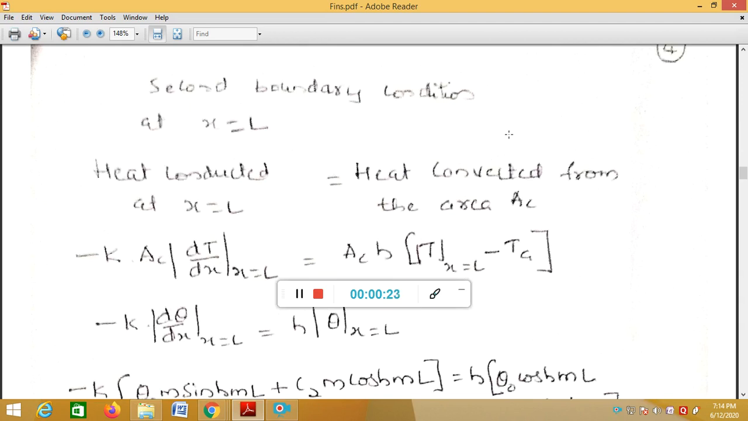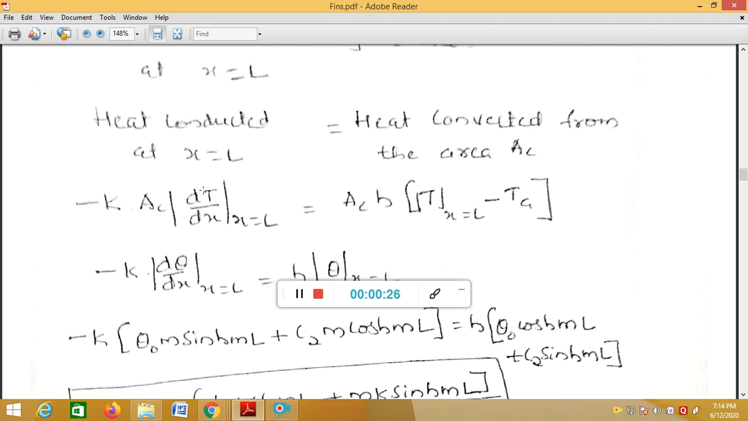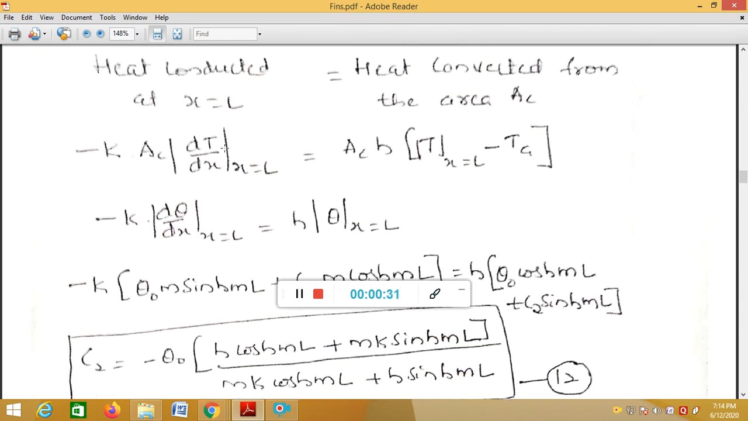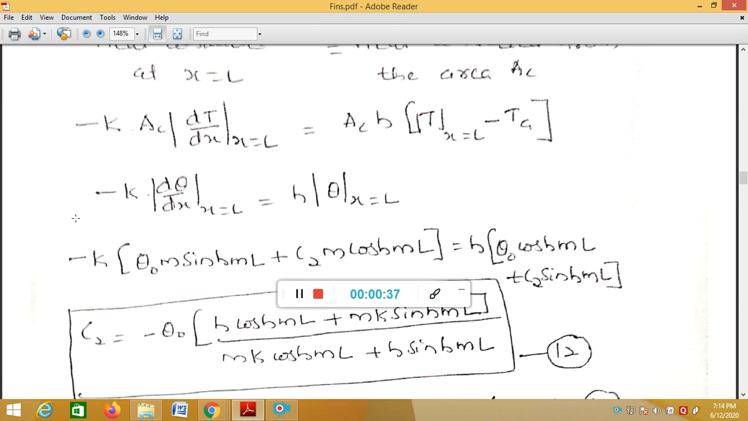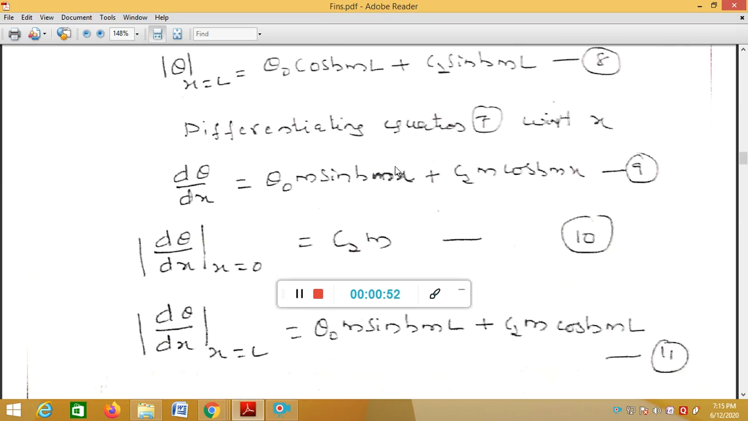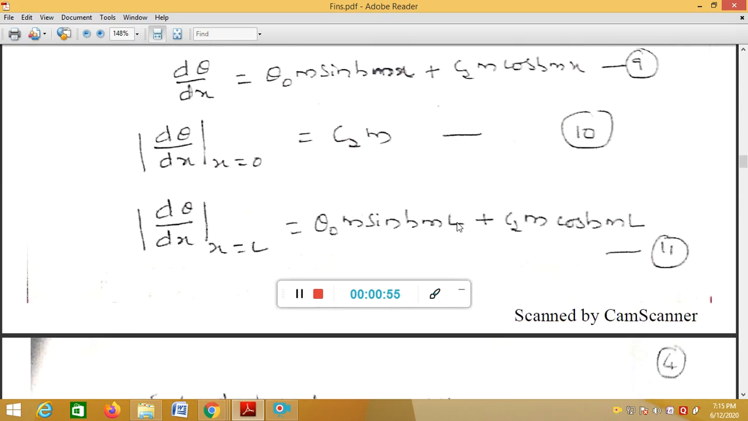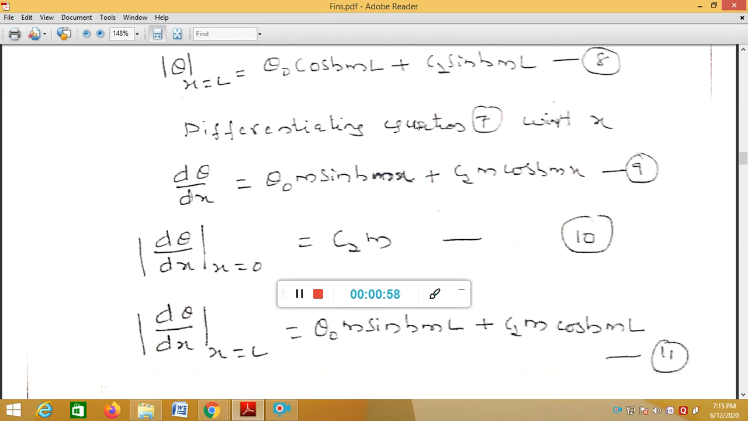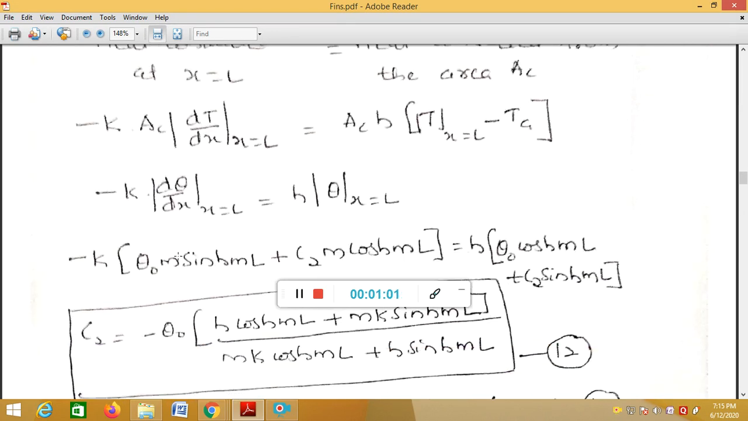Now using the second boundary condition. What is the second boundary condition? Heat conducted at x equal to L is equal to heat convected from the tip. So minus k AC dT by dx at x equal to L equals AC h (T at x equal to L minus T_A). So minus k d theta by dx at x equal to L equals h theta at x equal to L. Now substituting the values of d theta by dx at x equal to L and theta at x equal to L, which we get from equations 8 and 11.